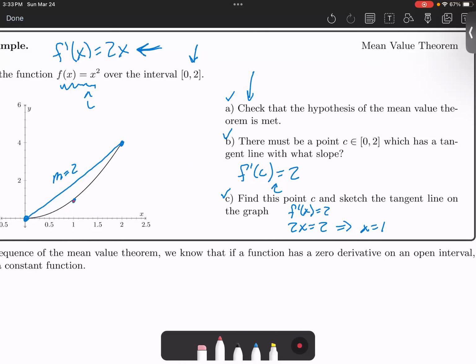In fact, let me switch colors. There has to be a point where the tangent line is parallel to the average rate of change. It gives us the same slope. And part C told us that we should draw the tangent line when x is equal to 1. So the derivative when x is equal to 1 is equal to 2, guaranteed by the mean value theorem.